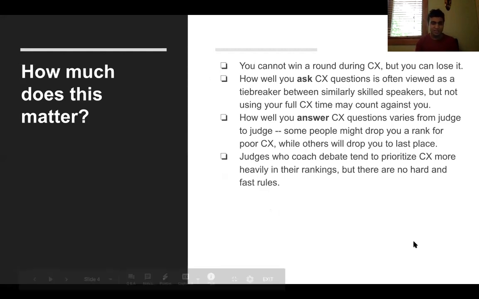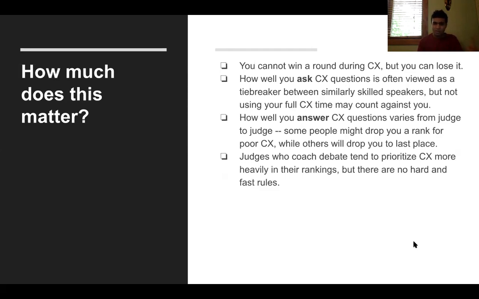Because it doesn't seem like this is a debate thing. What does it have to do with extemp? Put simply, you can't win a round during cross-examination, but you definitely can lose it. How well you ask cross-examination questions is often viewed as a tiebreaker between similarly skilled speakers. So let's say a judge is stuck between deciding who's the one versus who's the two. Cross-examination can be that critical tiebreaker.